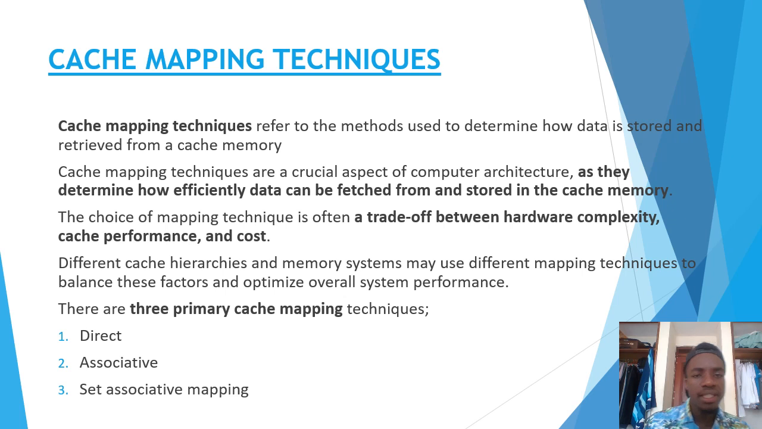The cache mapping techniques are just the methods used to determine how data can be stored and retrieved from the cache memory. And as we shall be seeing, we have three types of mapping techniques, and they range from direct, associative, and set associative. And in many contexts or many books, we shall find the associative method being referred to as the fully associative method. Let's see what each type represents.